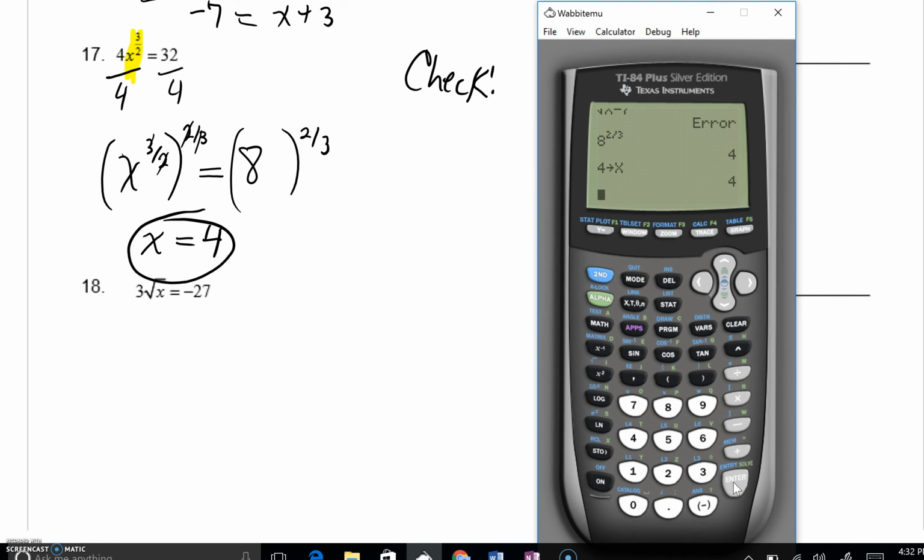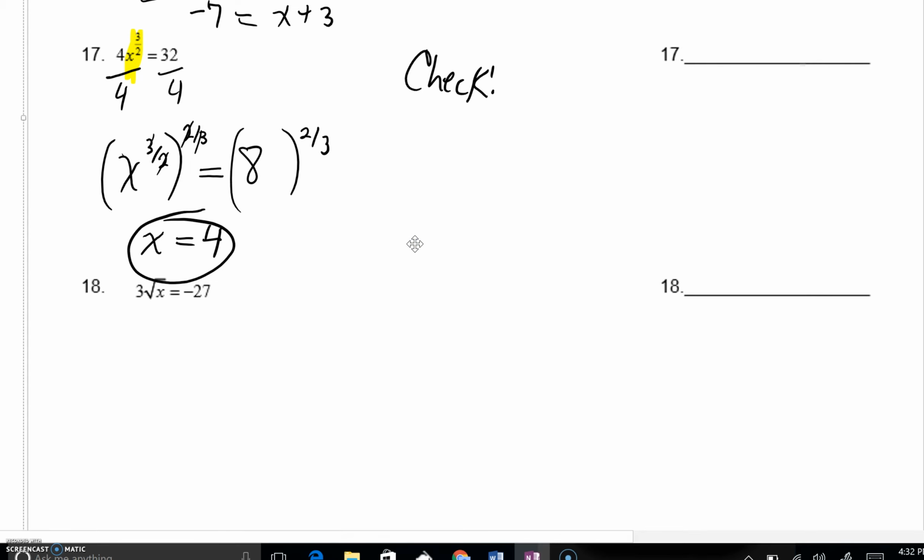Hit enter. And now I'm going to type the left-hand side, 4x, raise it up to the 3 over 2 power. And again, what I'm trying to do is see if this works. If we are right, we should get 32. We are. You can see what I actually did here is I was just checking right here, retyping that 4x to the 3 halves. You could see it worked out to 32. Our answer worked. It's x equals 4.